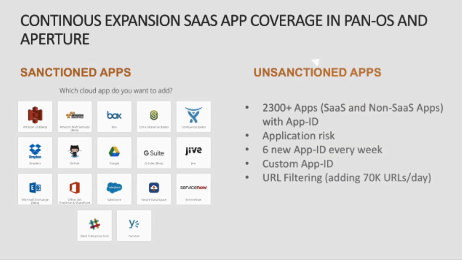So to summarize, we have what we call very in-depth support for sanctioned apps. There are about 18 of them, and we add around 2 to 3 apps every quarter. Facebook for Work is coming up. Azure blobs and Azure storage containers are coming up. So that's the rate we add on the sanctioned side on Aperture.